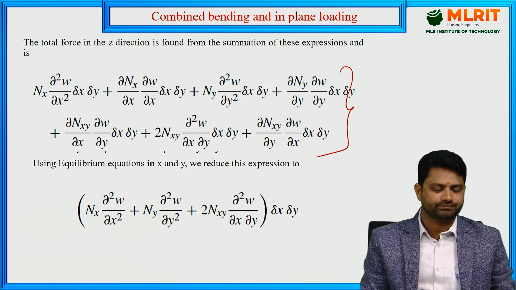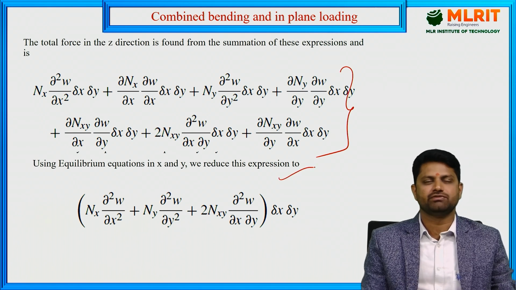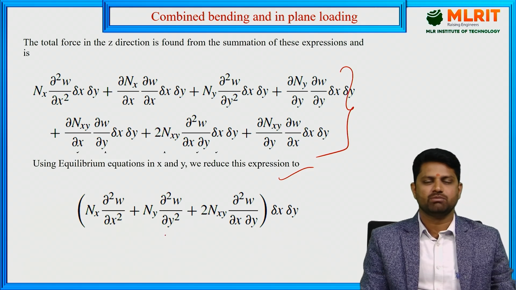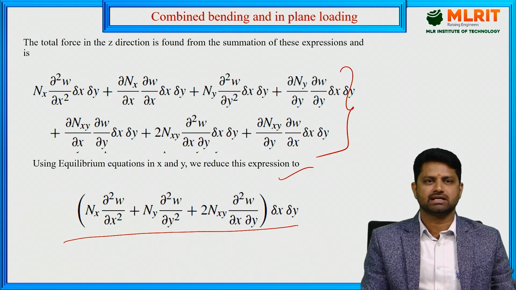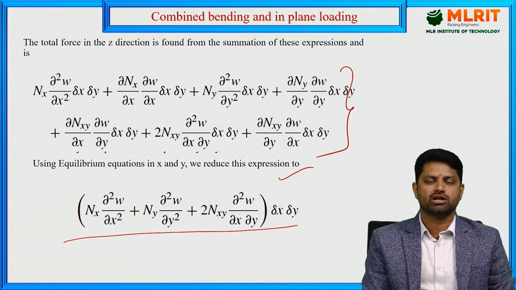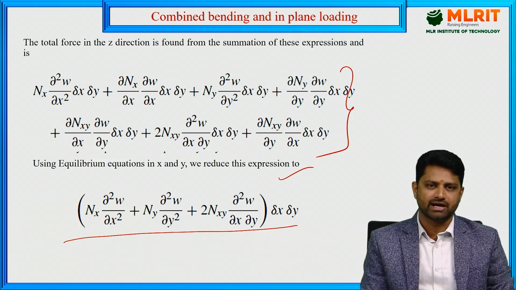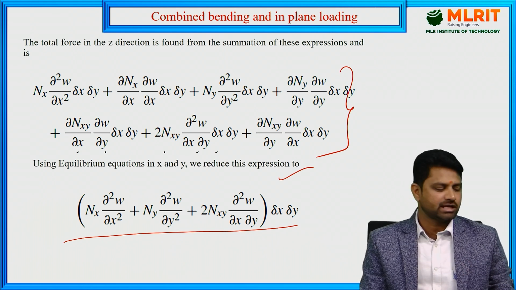And again, using the equilibrium equations in x and y, we reduce the equation to nx into ∂²w by ∂x² plus ny into ∂²w by ∂y² plus 2nxy into ∂²w by ∂x∂y, into delta x delta y. So this is the contribution of the in-plane loads. These in-plane load contributions are added to the bending, shear and torsional loads which already exist. We have studied these individually and separately, but in the analysis we have to add this in-plane load contribution to the other types of loads also.